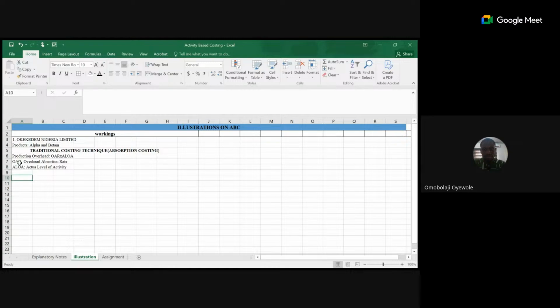Now, I want to calculate production overhead. So the first thing I need is my overhead absorption rate. How do I calculate my OAR? Budgeted overhead divided by budgeted activity, which is also known as BO over BA.